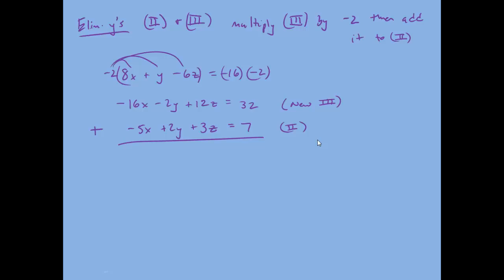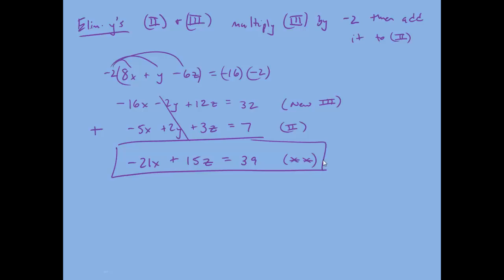Now remember, when you add these, our goal is to eliminate y, so they should cancel out. We have negative 16x plus negative 5x makes that a negative 21x. A negative 2y plus 2y, they cancel out. They have opposite signs with the same coefficient. That's what you need to have happen. Plus 12z plus 3z is a plus 15z. And this is equal to 32 plus 7, which is 39. I'm going to call this equation double star. This is the second equation I need in that new system.